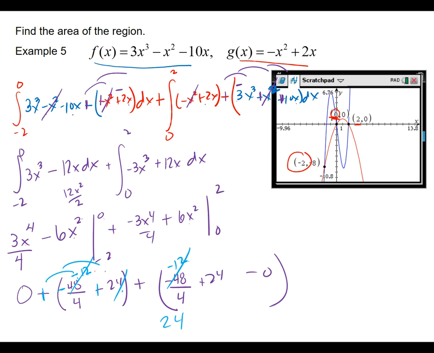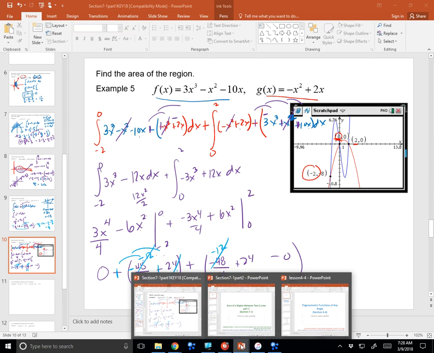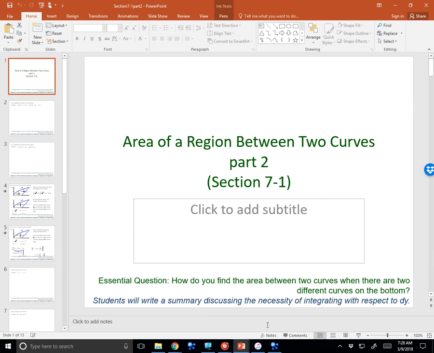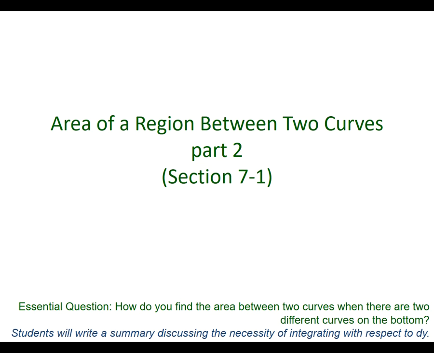Are we good? Okay, are there an example 6 and 7? No. Okay, good. Because they're example 1 and 2 on the next one. I don't know why my 6 and 7 is still in this. Alright, let's flip to the next set of notes there. Okay? That's the next set. Go ahead and write that essential question down.